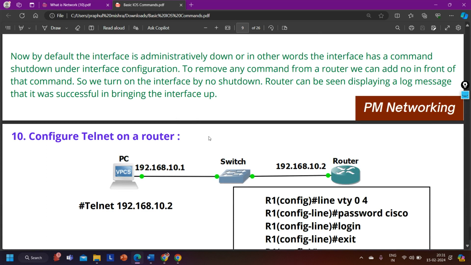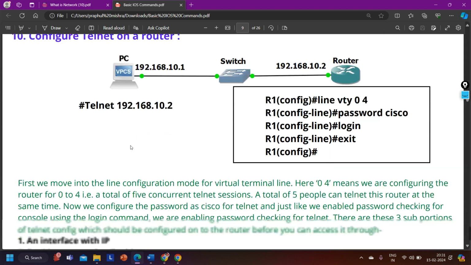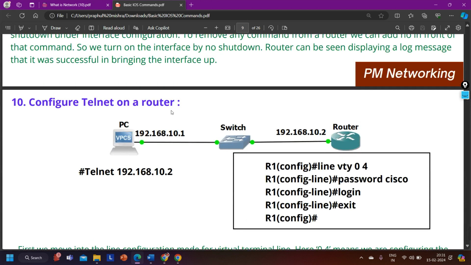What I am saying, which is used to access networking devices remotely. Is my screen visible, guys? Yeah. So telnet is a protocol which is used to access networking devices remotely. So we will see how telnet work, right?